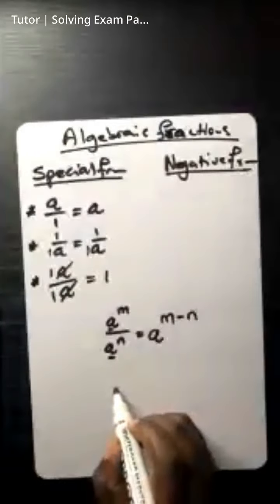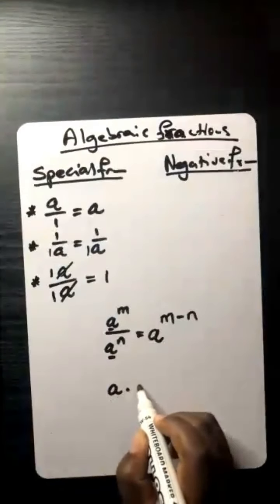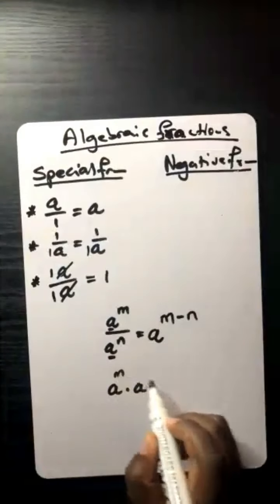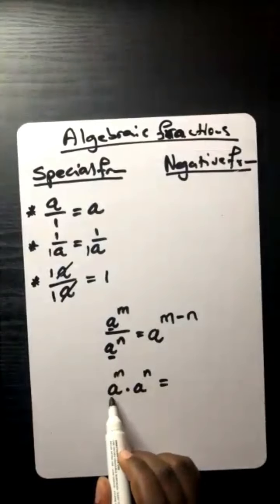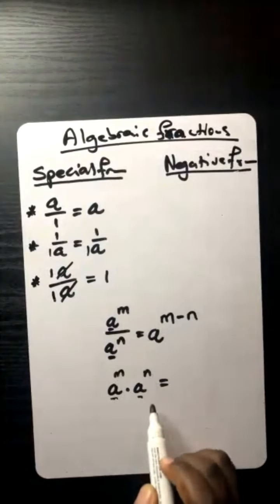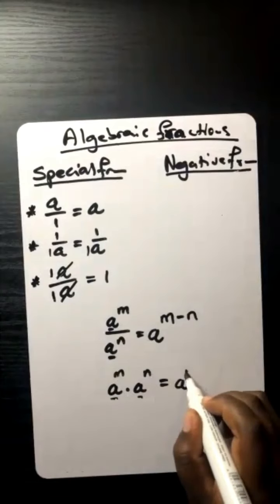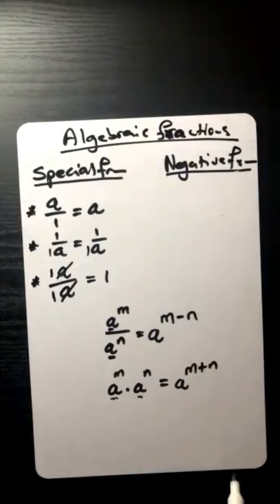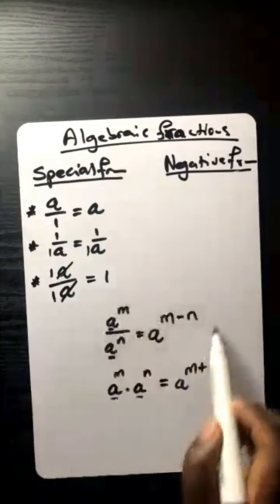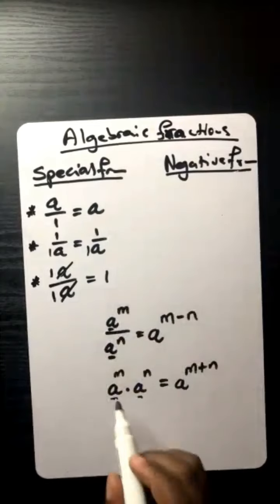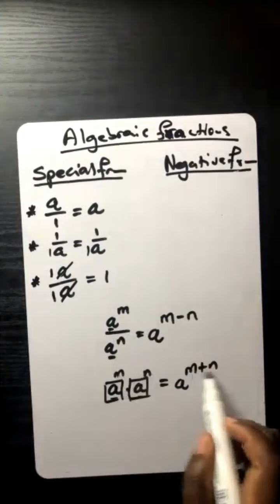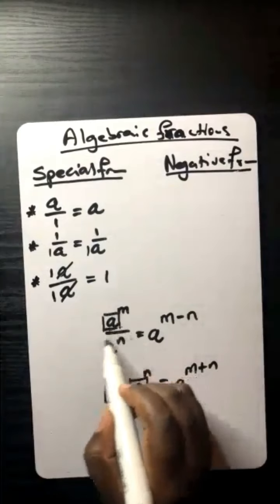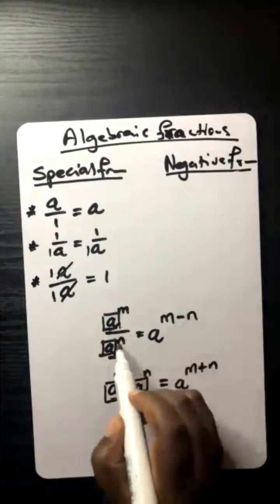Remember, when you have a to the exponent m multiplied by a to the exponent n, you are saying a to the power m times a to the power n. In this case, you add the exponents. So you can see there's a difference between these two cases: when you multiply the same bases, you add the exponents, but when you divide the same bases, you subtract the exponents.